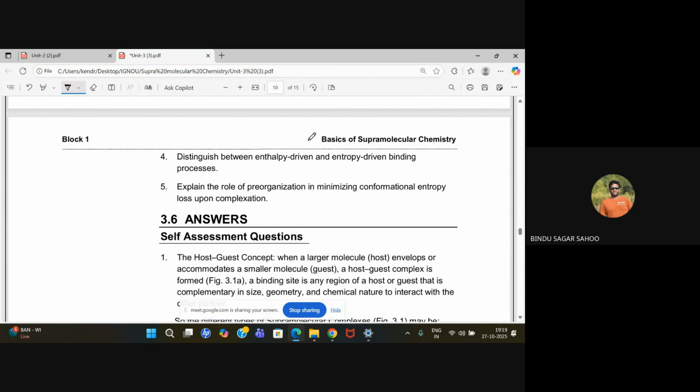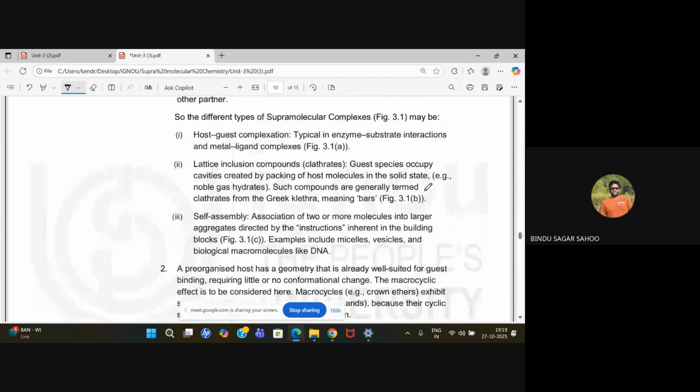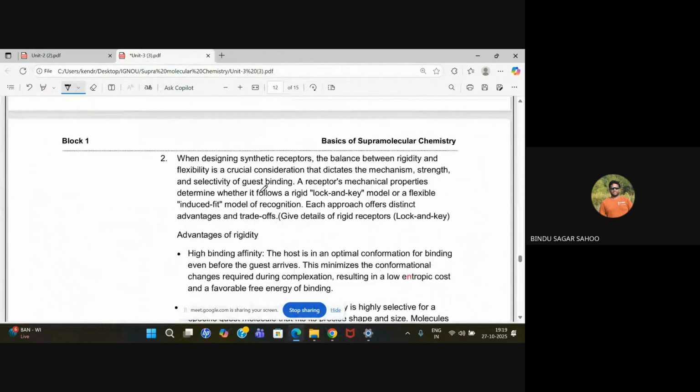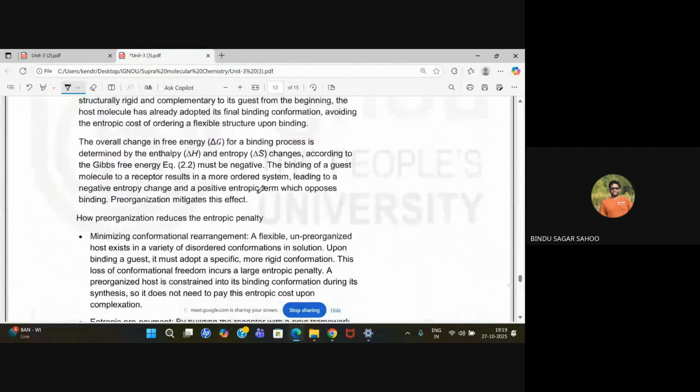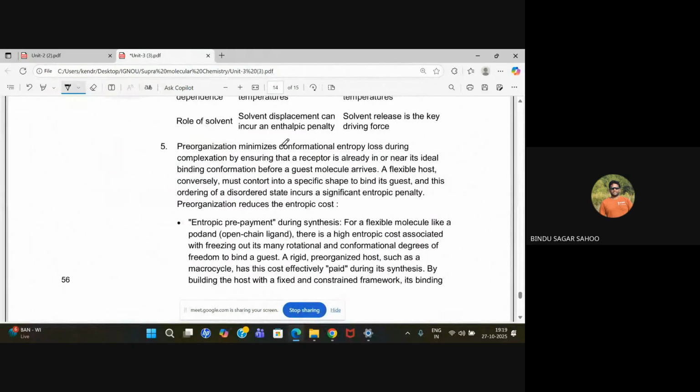Explain the role of pre-organization in minimizing conformational entropy loss upon complexation. You can check the answer here also. Pre-organization minimizes the conformational entropy loss during complexation by ensuring that a receptor is already in or near its ideal binding conformation. So when I say pre-organized structure, that means the receptor is already making a good binding site for the guest molecule before the guest molecule arrives.